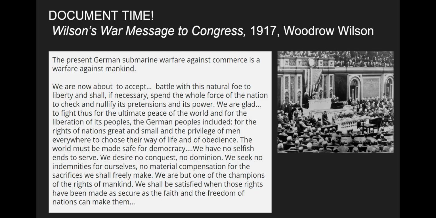We don't want to gain anything. We just want the entire world to have rights. So this beautiful message, everyone loves it. And almost all of Congress does vote for war. Because remember, only Congress has the power to declare war.